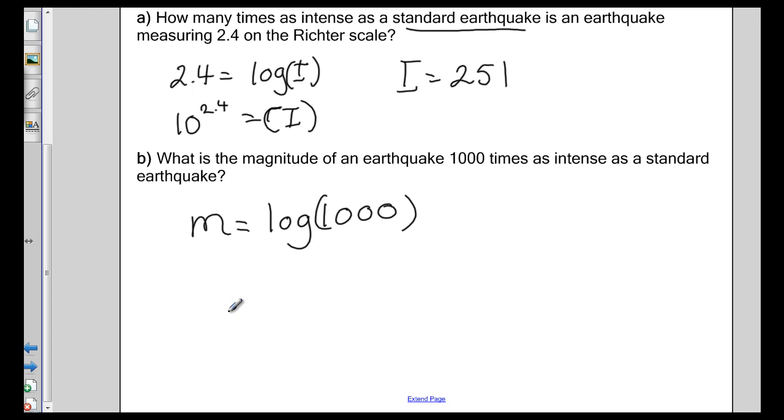So this is going to be a question where you just simply plug in log of 1,000, and we can find this answer without the aid of a calculator because we know that 1,000 is 10 cubed. And using power law, bringing 3 in front, we end up with an answer of 3. So 1,000 times as intense only went up to a magnitude of 3 from 251 times as, approximately 2.5. So you can imagine how intense a magnitude of 8 would be.